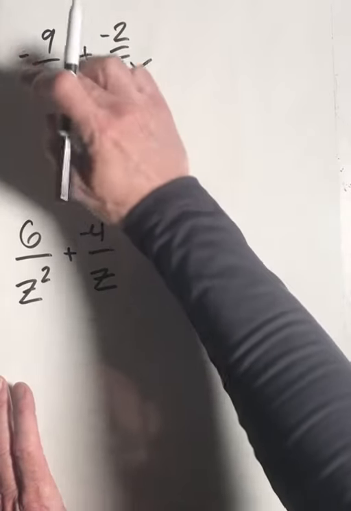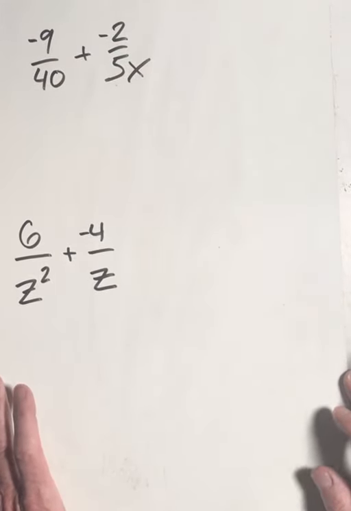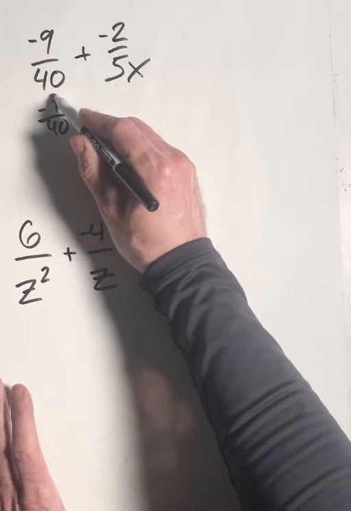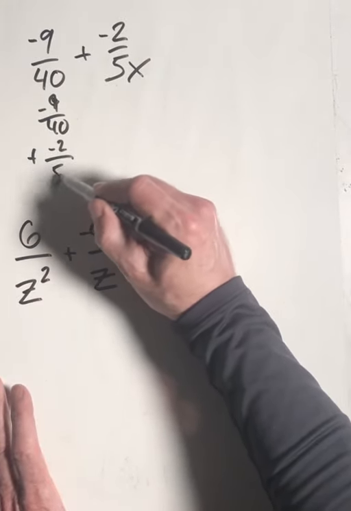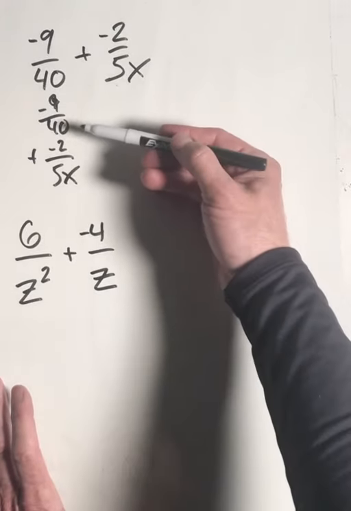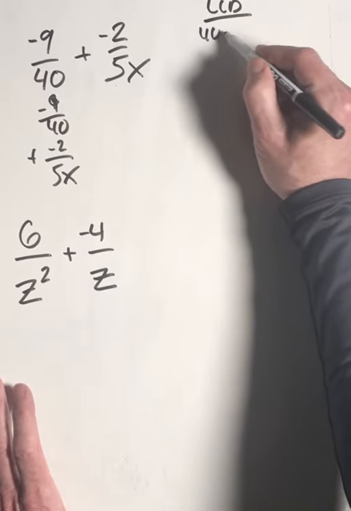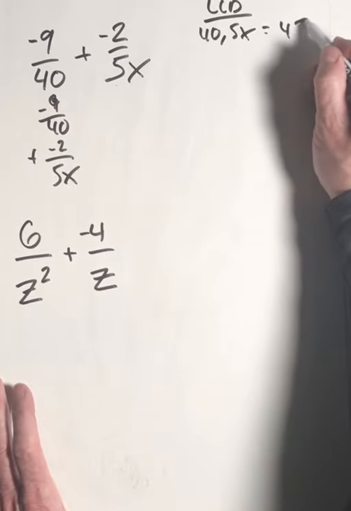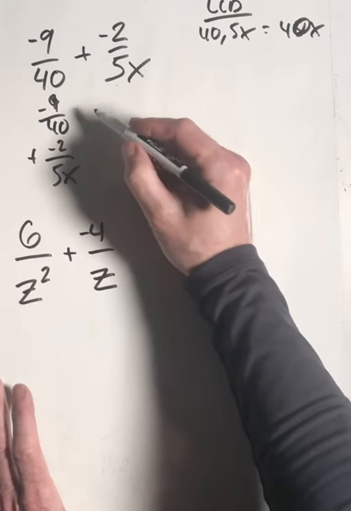Even this one in here, we have a negative sign out here. You can bring it right up there with the 9. So now if I wanted to add these two, I would do it vertically. So negative 9/40 plus negative 2 over 5x. So now I'm looking for a common denominator between 40 and 5x. If I'm looking at 40 and 5x, well, 40 is a multiple of 5, so I can say that 40x is my common denominator.